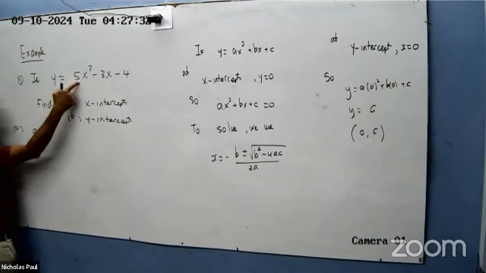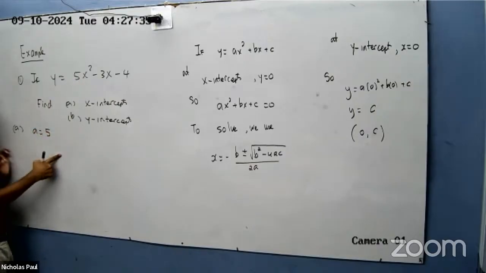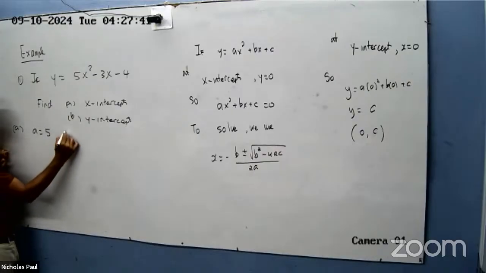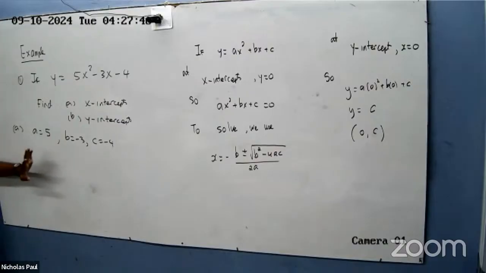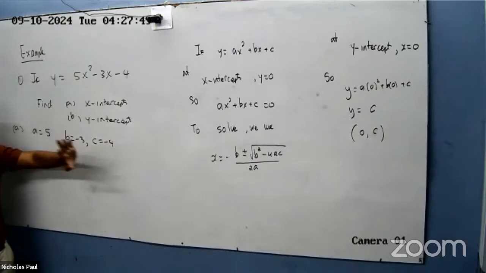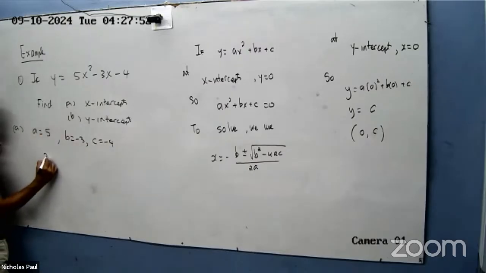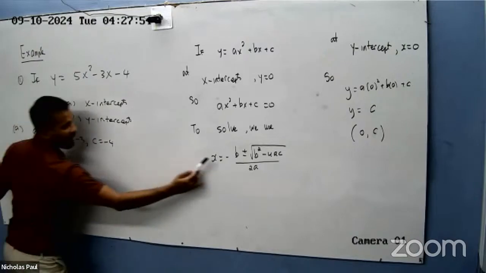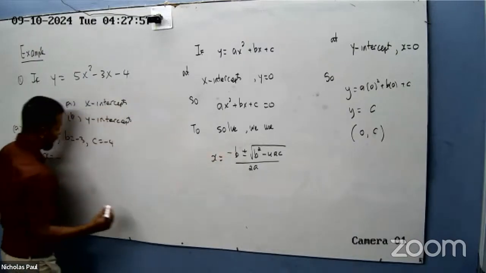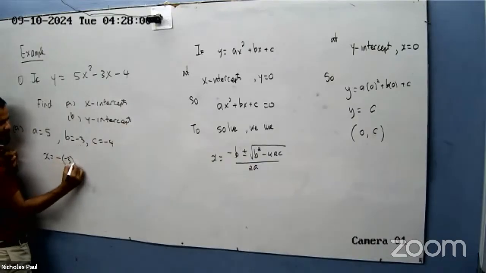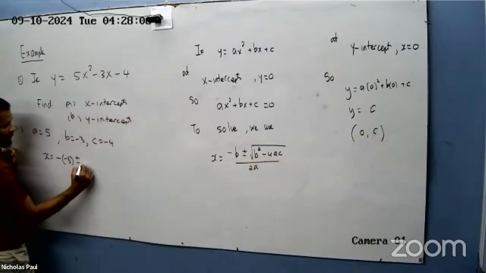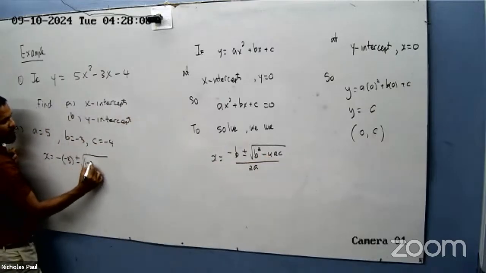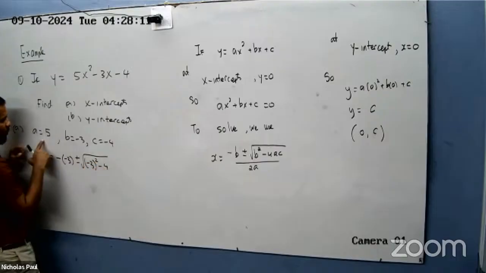So a is how much? A is 5. Okay, now put it again. A is 5. Alright, B is minus 3, C is minus 4. Right? Watch here first, all of you who never did this before, use the formula. So the formula is x is equal to minus b, so minus minus 3, plus and minus the square root of b squared minus 4ac, the square root of b squared minus 4ac.